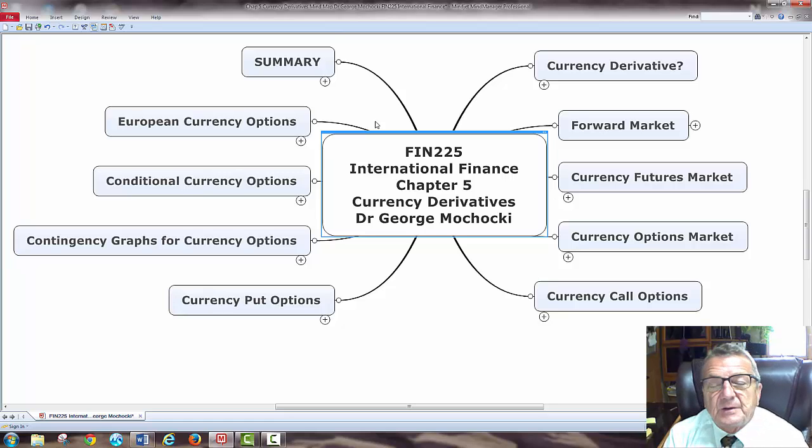All right. So again, my name is Dr. George Machaki. This is Finance 225, International Finance. We've covered Chapter 5, Currency Derivatives. It's just an extension of what you've learned in corporate finance or the business math courses you've taken. I think they touch a little bit on it in accounting 1 or 2. And we've touched a little bit on it in an international section if you've taken some business classes. Again, I'll see you in the next section. Bye. And I hope I'm under an hour.